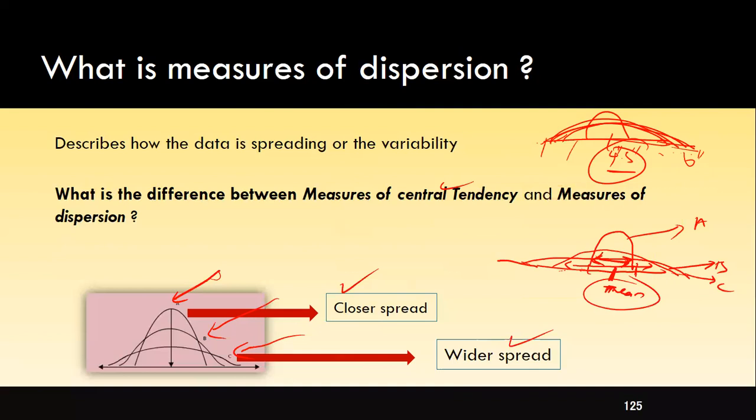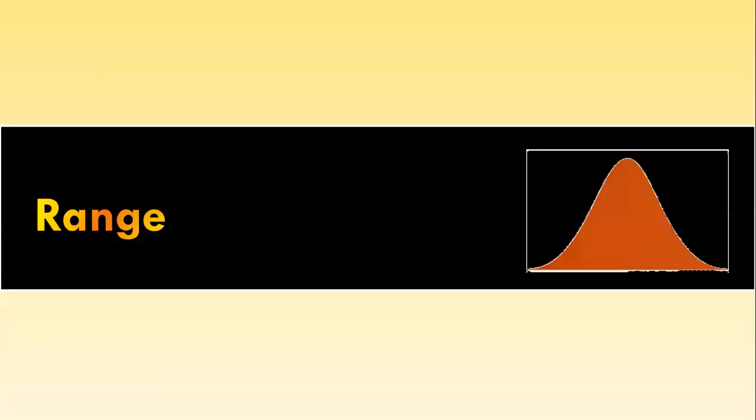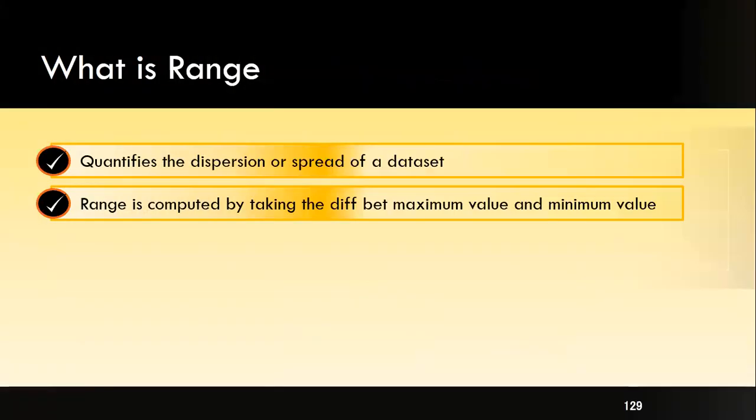Okay, so as part of this, we will explore the various measures such as range, standard deviation, variance, the coefficient of variation, and IQR also. To start with, let us understand what range is. Range is one of the measures using which we can find out how spread out a given data set is, and quantify the dispersion or the spread of the data set.